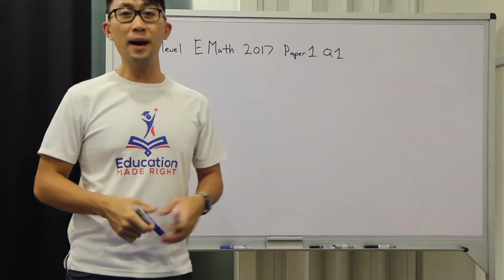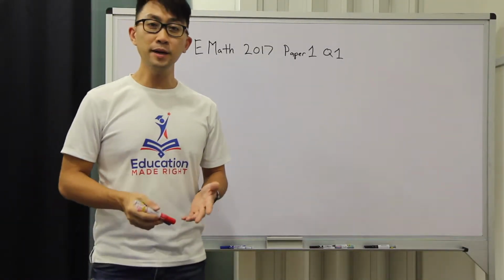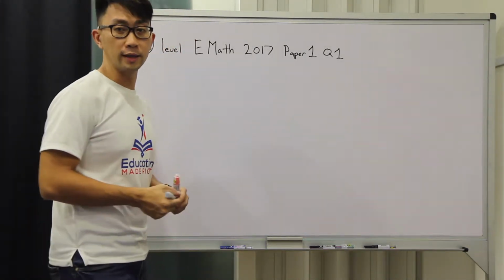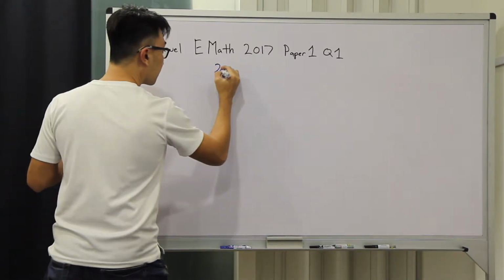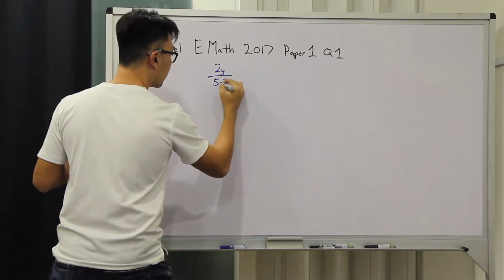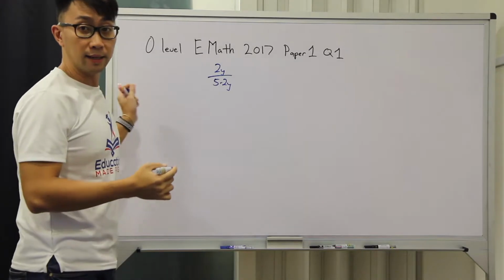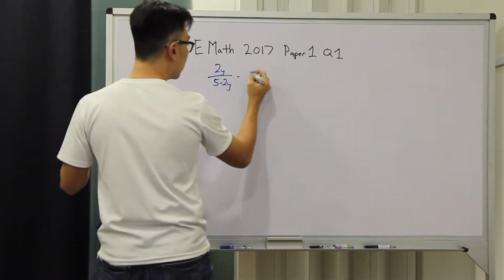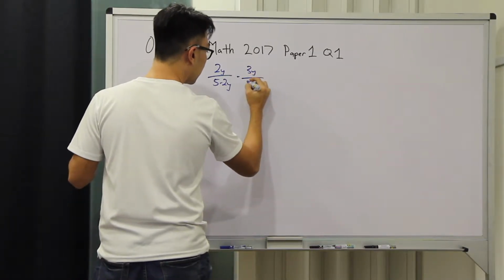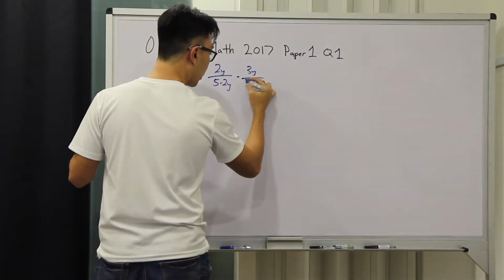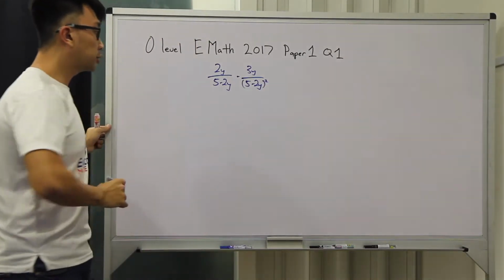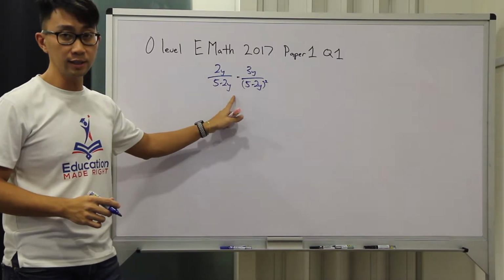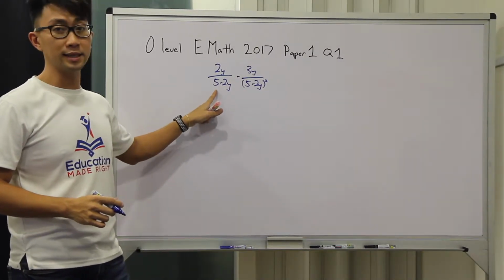Alright, for now, let's look at part B of the question. Expressed as a single fraction in its simplest form, 2y/(5 - 2y) minus 3y/(5 - 2y)² . Alright, so before we start the question, for any addition and subtraction of fractions, we need to make sure that the denominators are the same.